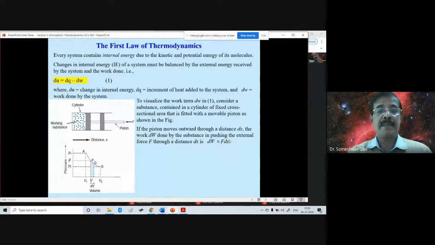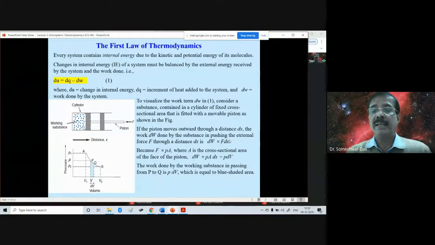Because the force is also equal to pressure times the area, where A is the cross-sectional area of the face of this piston, let us say. So we can write dW, work done, is equal to pA times dx, which is equal to p times dV, where dV is the volume change. P is the pressure, A is the area of the cross section. So we can write that the work done dW is equal to pressure times the change in the volume.